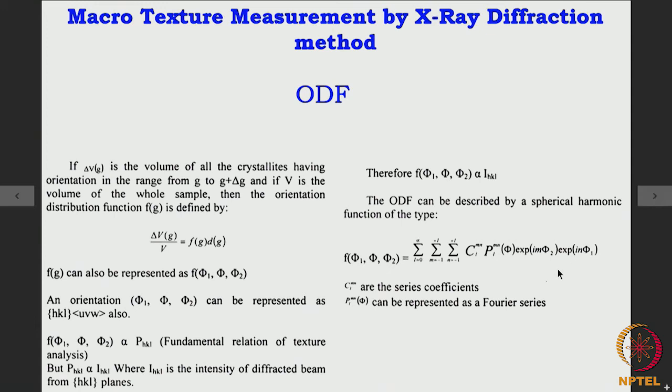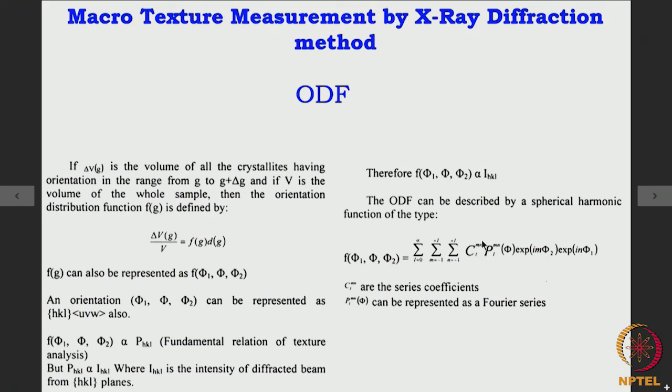Now, here there are three terms. One is a function of phi, another is a function of phi 2, and a third one a function of phi 1. These are all mathematical functions, and these can easily be found out for different values of phi, phi 1 and phi 2 and tabulated. Now, in this part, these are the coefficients CLMN.